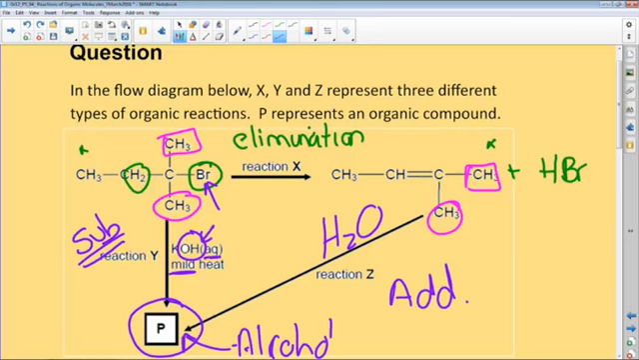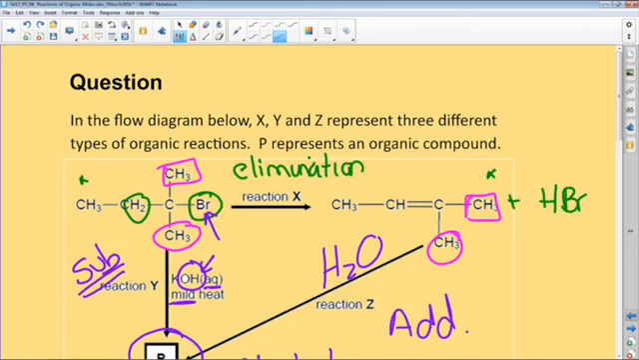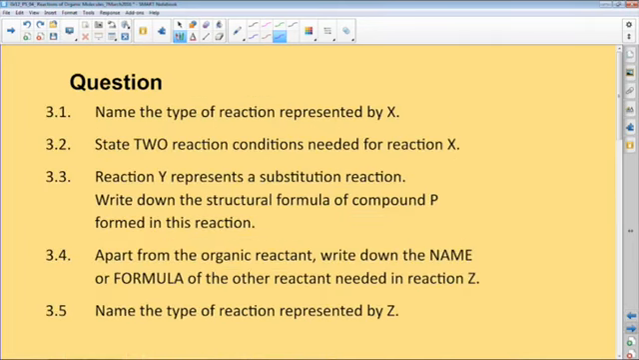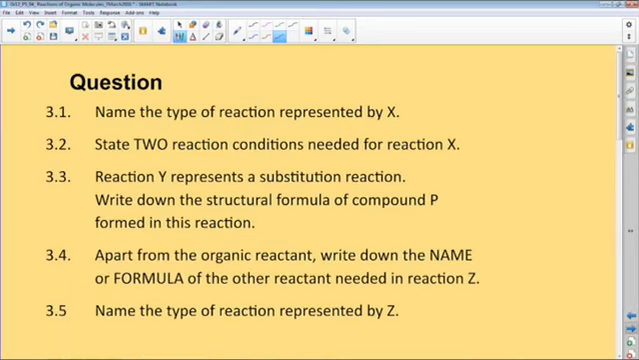Now, when I've worked through all of this, when I go to the questions and they say, name the type of reaction represented by X, I've done it. X was the elimination reaction, don't even have to think about it. The two conditions for the elimination reaction, well, it's different to the substitution. Remember, strong base, high heat. Okay, strong base, high heat. Reaction Y represents a substitution, which I said it was. Write down the structural formula of compound P formed in this reaction.